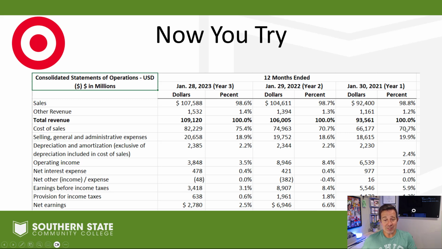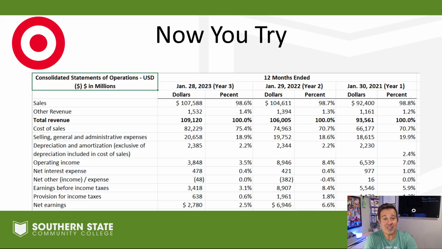From 70% of every sales dollar to 75%, or 75 cents of every sales dollar. And so cost of goods sold has really gone up at Target. Again, we'd have to dig deeper to figure out why. Is it vendors passing along costs to Target? Their costs have gone up, so they're charging Target more for the product.